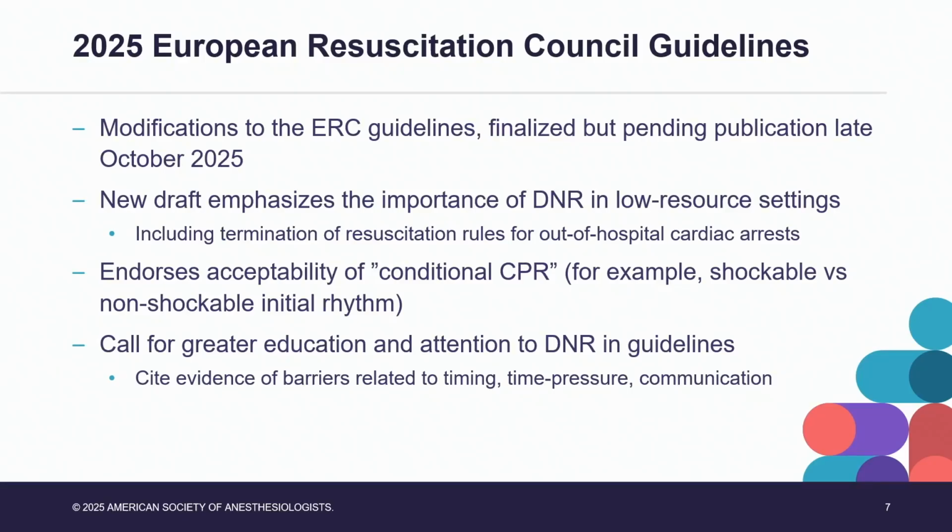When we pivot to the draft version of the 2025 ERC guidelines, which are set to be published in the next 2 weeks, this version really outlines the importance of ensuring that people receive goal concordant care that's consistent with their values and preferences during serious and chronic illness. This new draft also doesn't eliminate the need for DNR policies and education in low resource settings, and even talks about both the evidence base, but also the ethical permissibility of termination of resuscitation rules for out-of-hospital cardiac arrests, and that is something that is both resource-wise but also ethically permissible for those dire cases of a patient who has an out-of-hospital cardiac arrest. They also describe a little bit the acceptability of conditional CPR, for example, based on the initial rhythm and whether it's shockable or non-shockable.